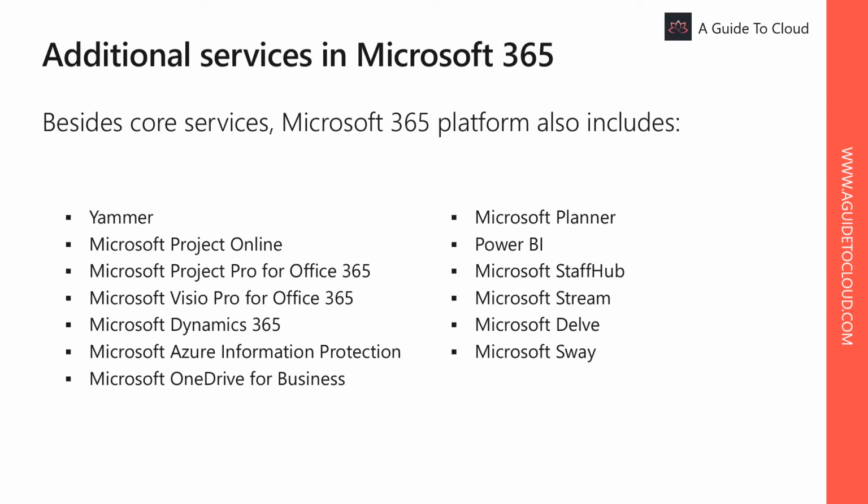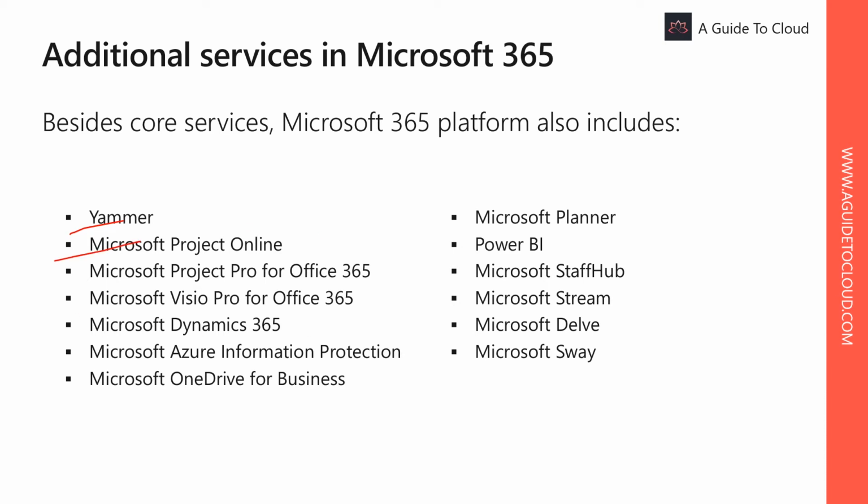And there are some additional services in Microsoft 365 as well. These optional components include Yammer, Microsoft Project Online, Project Pro for Office 365, Visio, etc. Yammer, for example, is an enterprise social networking tool that can be used to efficiently resolve support issues or gather feedback on a project and documents.